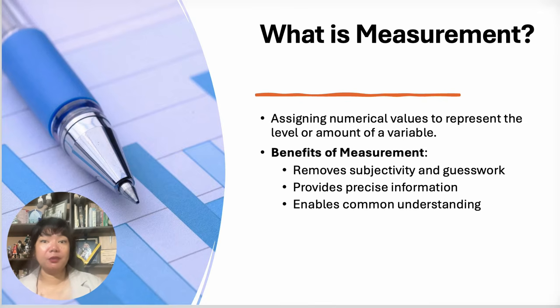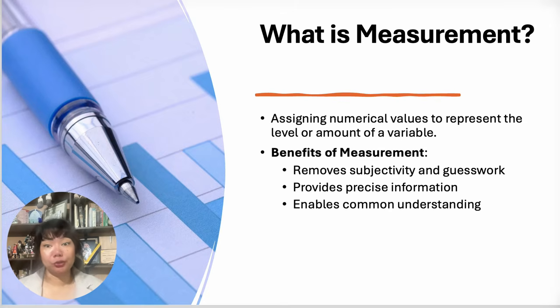So, ano ang mga benefit of measurement? So, gina-remove niya ang subjectivity, guesswork. So, instead of saying, she looks stressed, we use a scale or test to measure how stressed, kung ano ang iyang level na. Okay? So, ang measurement also provides precise information. So, we get exact numbers.